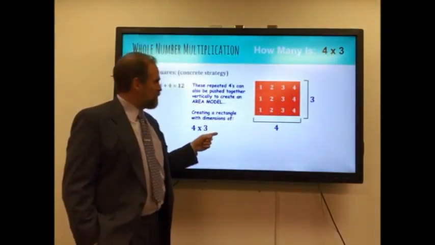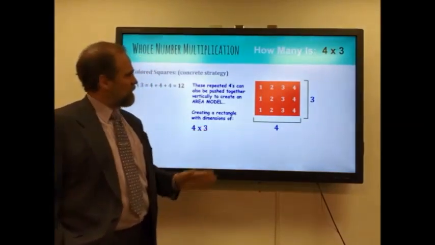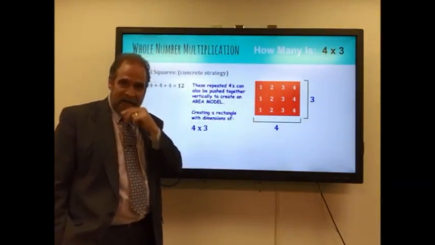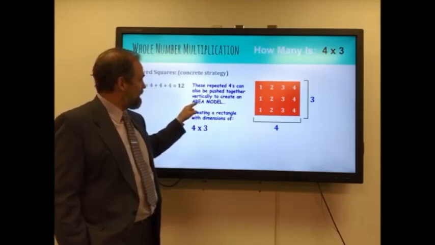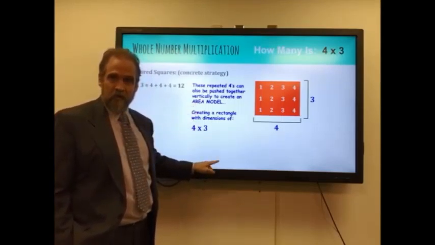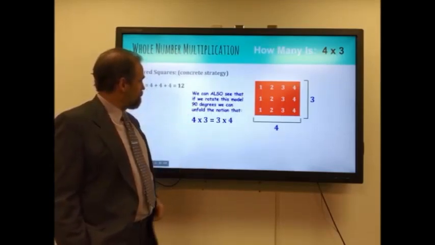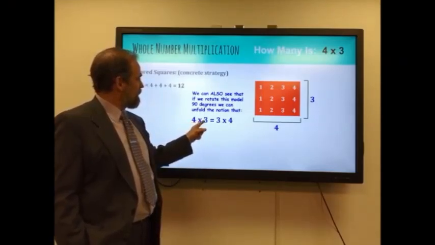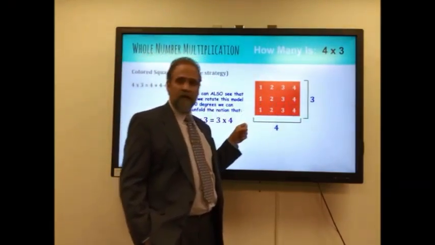So what do you think you do with 4 by 3 to know how many squares are in that shape, which we commonly call the area? You would multiply. Notice that 4 by 3 is also 3 by 4, isn't it?